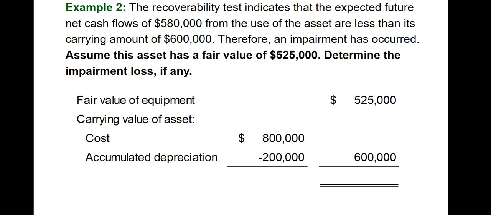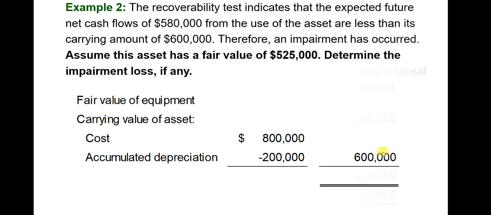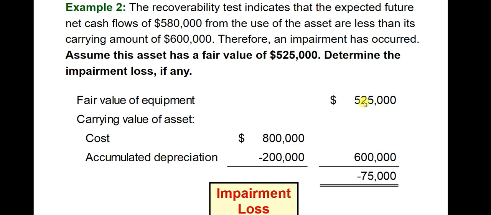This is a little bit confusing because you do this test, but you don't use the number. All this means is you go to the next step. The next step is, okay, it's subject to impairment, so how much do I write it down? Assume it has a fair value of 525, so now I write it down from 600 to 525. So I have an impairment loss of 75,000.